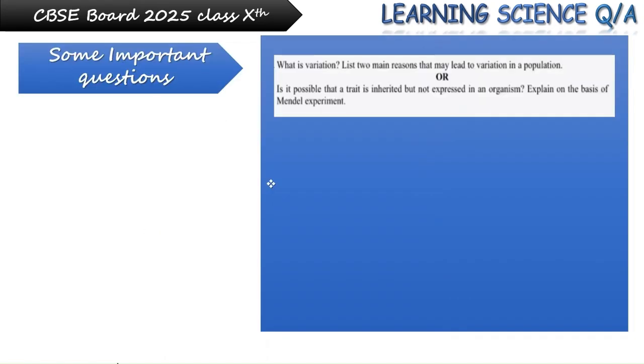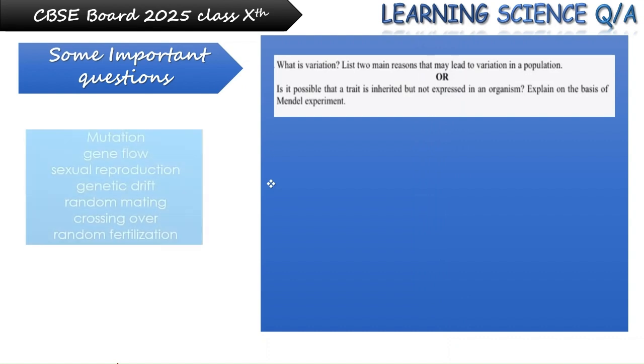The next question is, what is variation? List two main reasons that may lead to variation in a population. And the second one is, is it possible that a trait is inherited but not expressed in an organism? Explain it on the basis of Mendel's experiment. So let's see the first question.